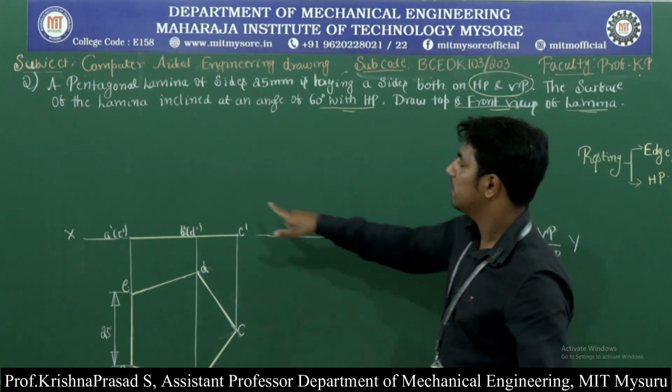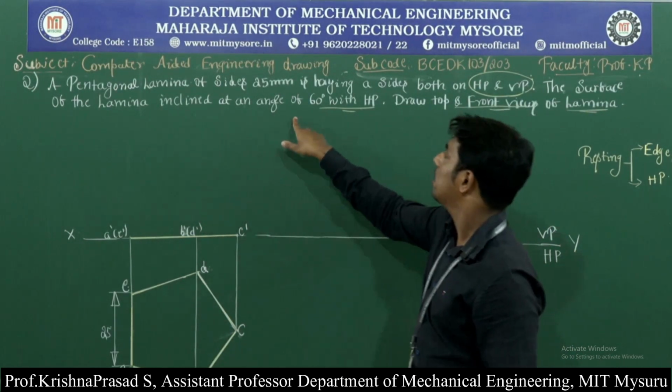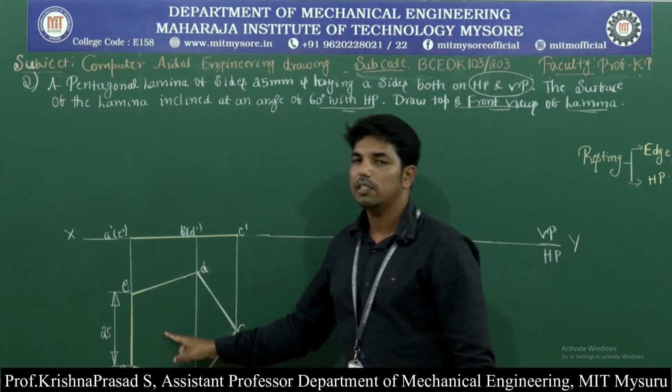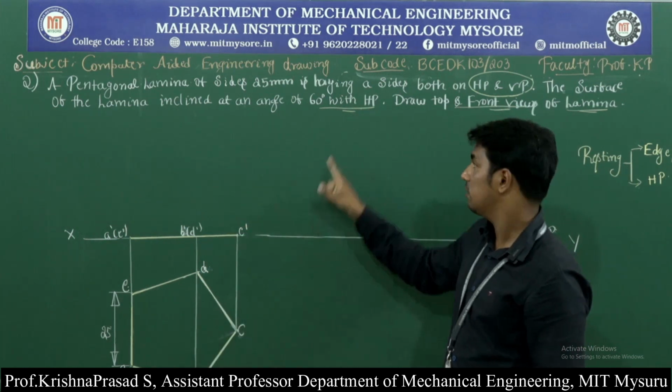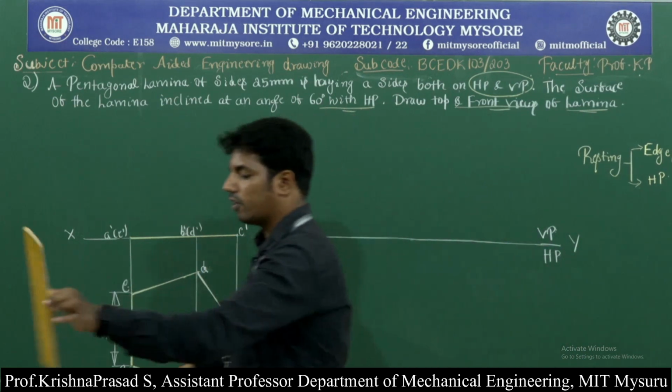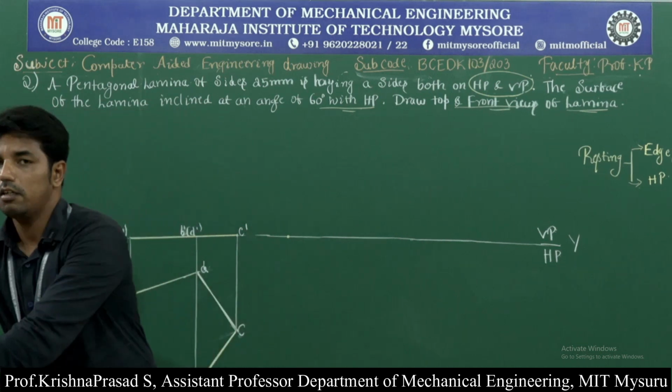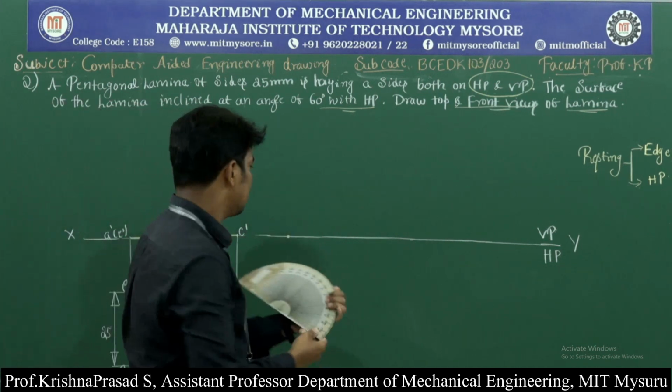Next, they have given directly that the lamina is inclined at an angle of 60 degree with HP. That means if the lamina is resting on HP, then the surface inclination also needs to be considered with respect to HP. For that take the point here, then after that place the protractor here.